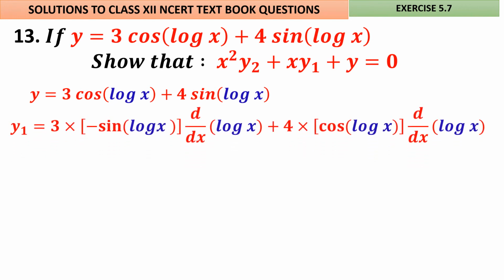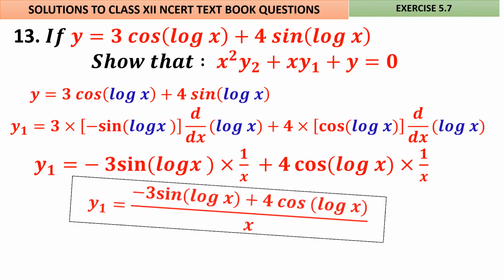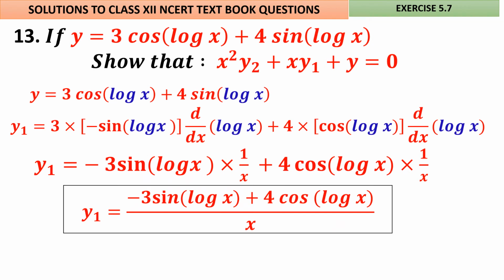Differentiation of cos log x is minus sin log x into d by dx of log x. Sin log x differentiation is cos log x into d by dx of log x, by making use of the chain rule. Therefore, the first term will be minus 3 sin log x into differentiation of log x, which is 1 by x. Similarly, the second term is 4 cos log x into differentiation of log x, which is 1 by x. So you got y1 as minus 3 sin log x plus 4 cos of log x upon x.